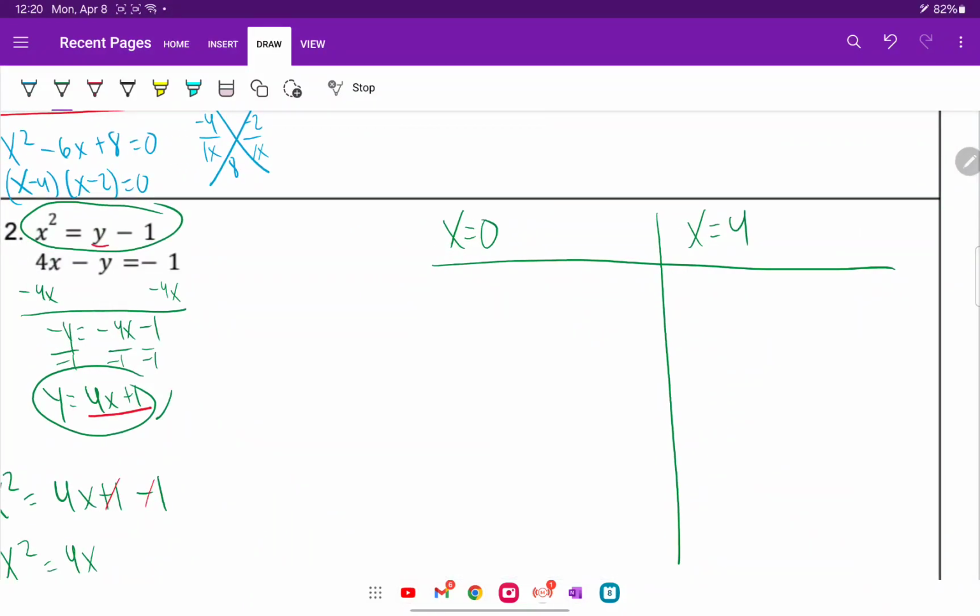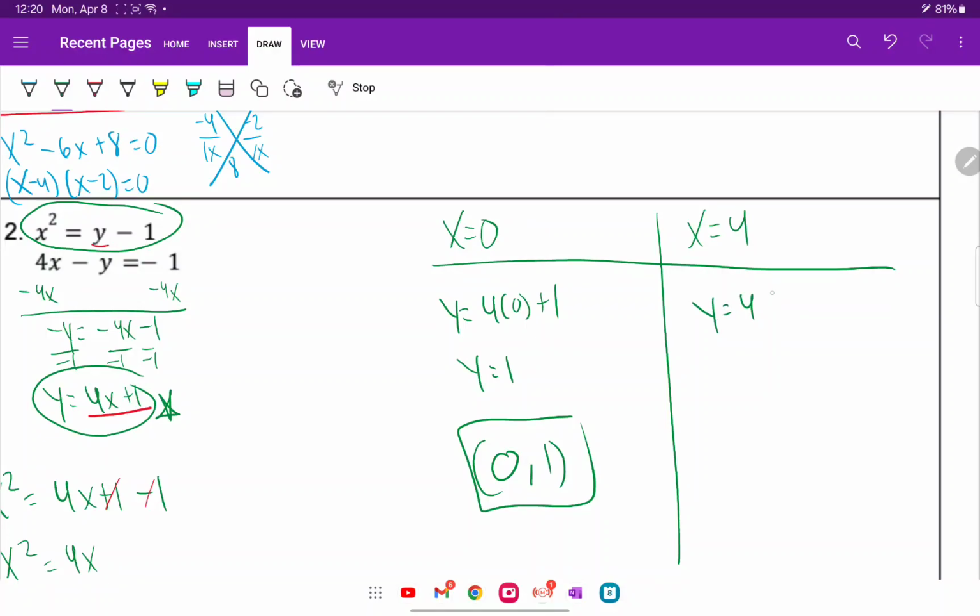So I'm going to use this equation I solved. So y equals 4 times 0 plus 1. So y equals 1. So my first ordered pair where they intersect is 0, 1. Y equals 4 times 4 plus 1. 4 times 4 is 16, and 16 plus 1 is 17, so that's going to be 4 comma 17.